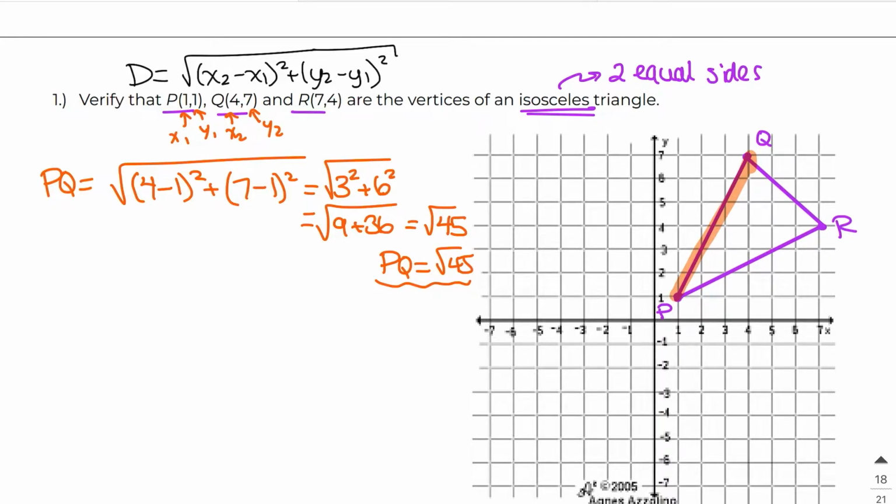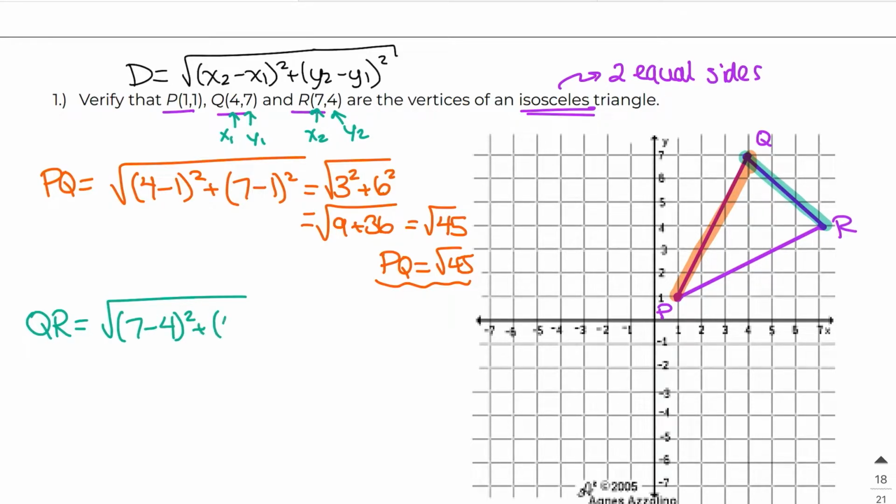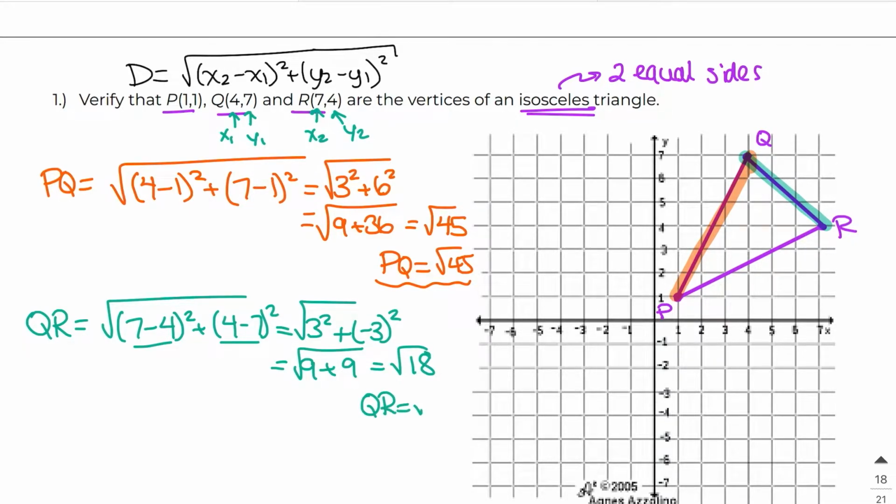I'm then going to find the distance between Q and R. So I want to calculate QR. I'm going to do the exact same thing, using these points right here. So this is going to be 7 minus 4 squared plus 4 minus 7 squared. That gives me the square root of 3 squared plus negative 3 squared, which gives me the square root of 9 plus 9, which is the square root of 18. I'm going through this pretty quickly because I'm hoping at this point we are comfortable with the distance formula. If not, make sure you come in and get that help.